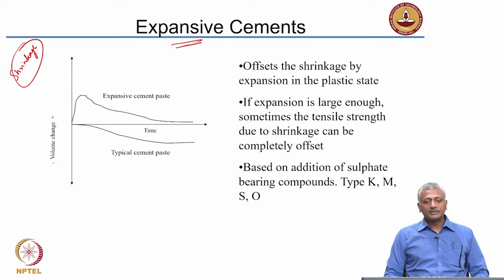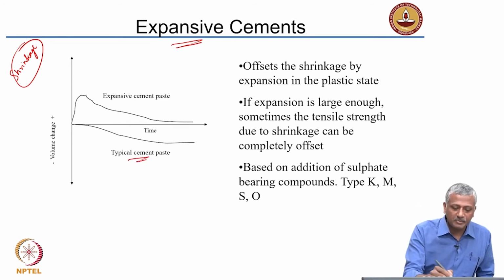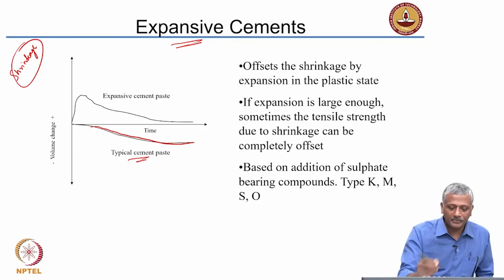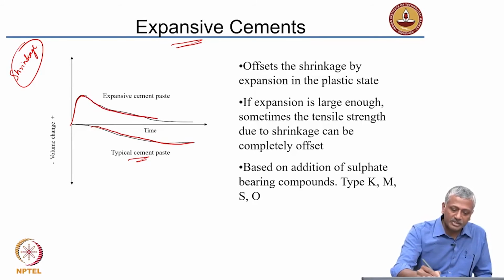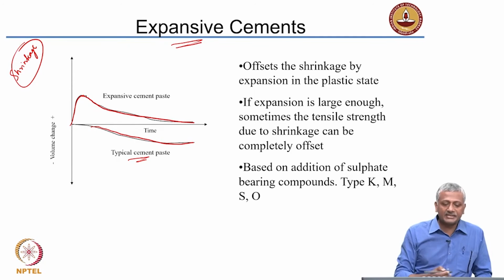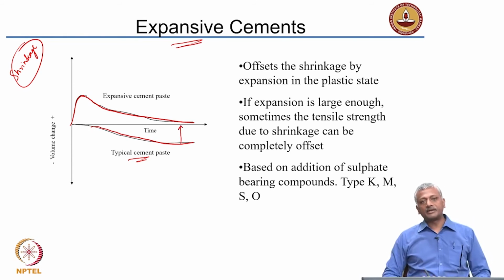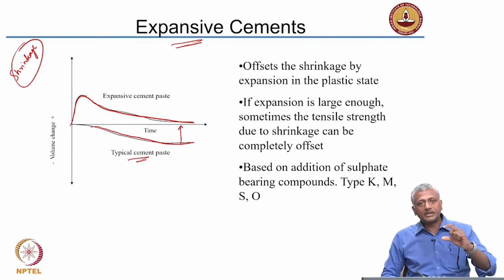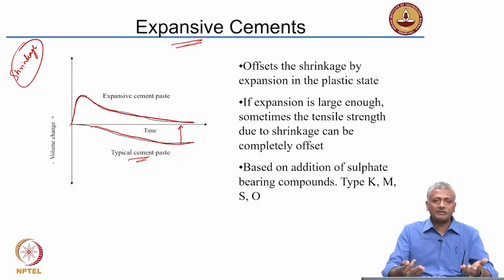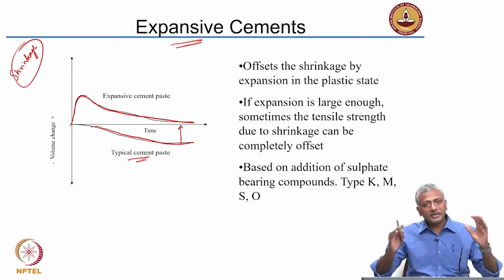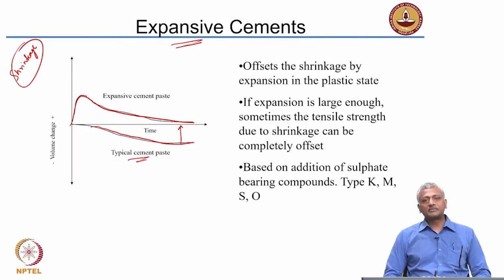What would happen is, in normal case, a typical cement paste would shrink with respect to time, right? Whereas an expansive paste will first expand when it's hydrating and then it will slowly shrink just like normal cement paste. But what is happening as a result? Your net shrinkage is being brought down significantly. That means the stresses that will be caused because of shrinkage will be reduced in an expansive cement paste.